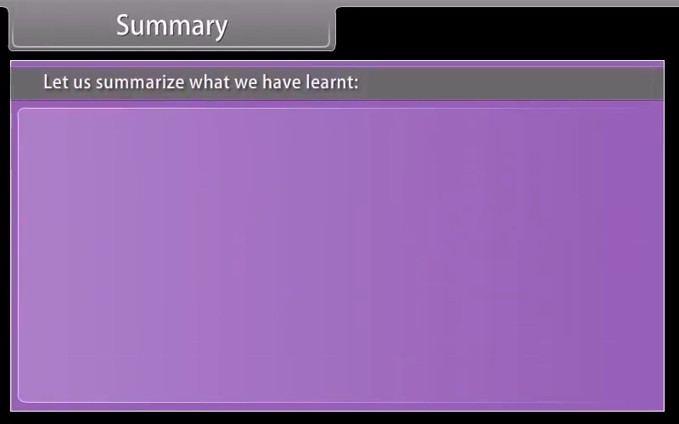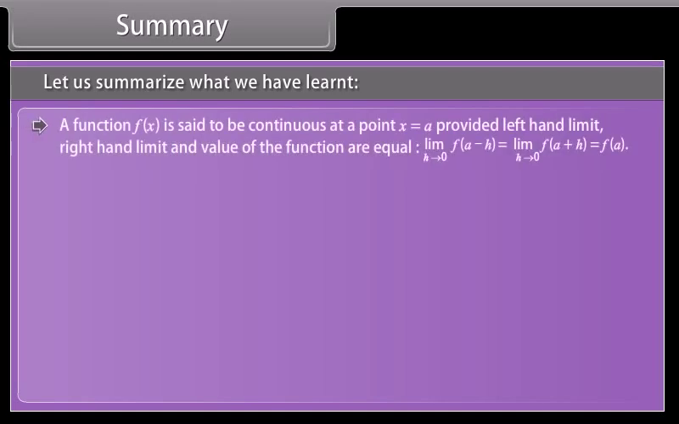Summary. Let us summarize what we have learned. A function f of x is said to be continuous at a point x is equal to a, provided left-hand limit, right-hand limit and value of the function are equal. Limit h approaches to 0 of f of a minus h is equal to limit h approaches to 0 of f of a plus h is equal to f of a.